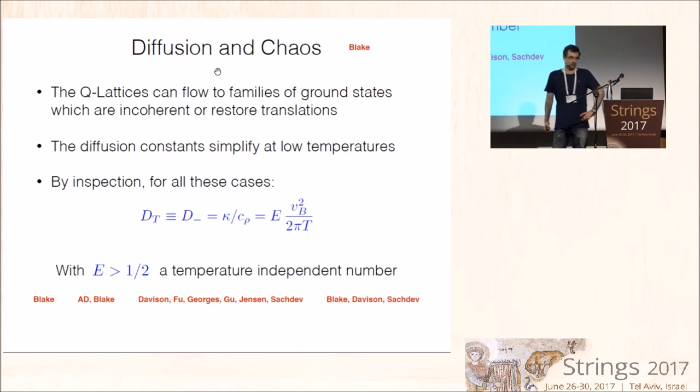with the butterfly velocity. And what has actually been found is that there is always a relation between the diffusion constants and the butterfly velocity and the temperature, and this number E here is a dimensionless number, and it has been found to be always greater than 1/2. Okay, so there is this very, very non-trivial relation between the diffusion constants and the butterfly velocity and the temperature. Now, if you ask me, or I guess if you ask anyone, this is completely unexpected. I mean, these two quantities should have nothing to do with each other. They are completely different calculations.